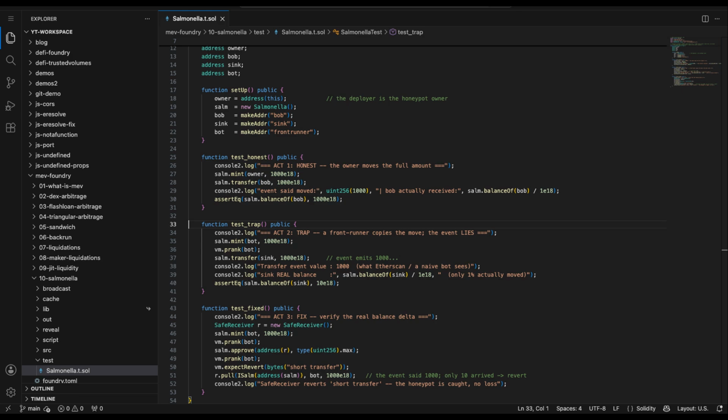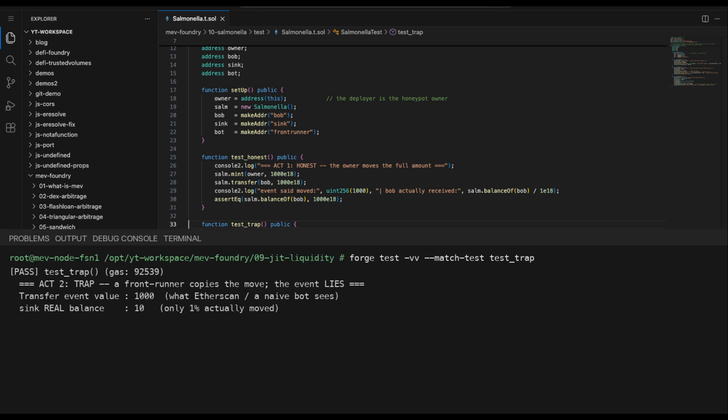Let's prove it. Here's the trap test. A front runner, any address that isn't the owner, moves 1,000 tokens to a sink. We print what the event claims and what actually arrived. Watch them split apart. Run it. The front runner moves 1,000. The transfer event value is 1,000. That's what Etherscan and a naive bot see. But the sink's real balance is 10. Only 1% actually moved. Same call, and the event and reality now disagree by 100 to 1.